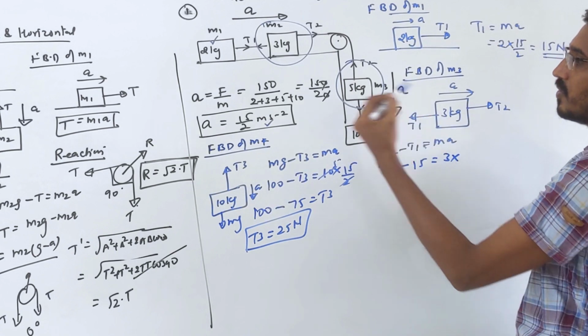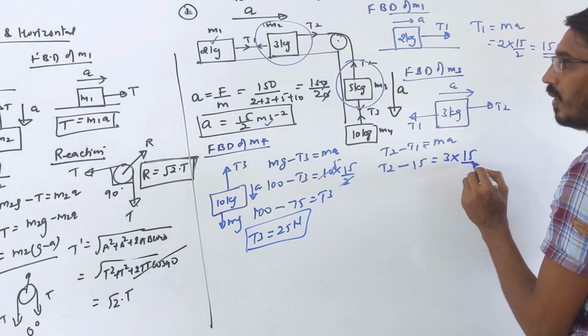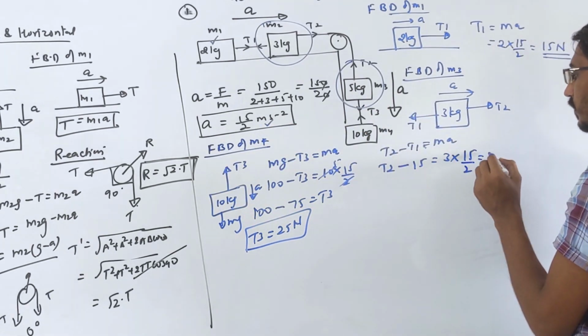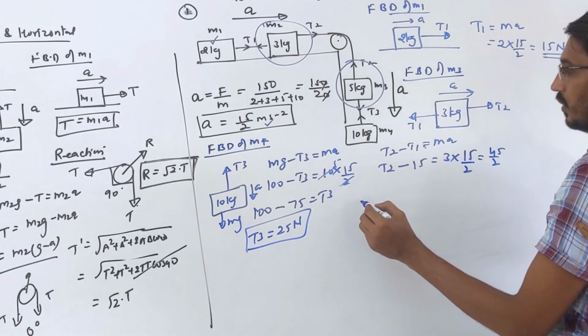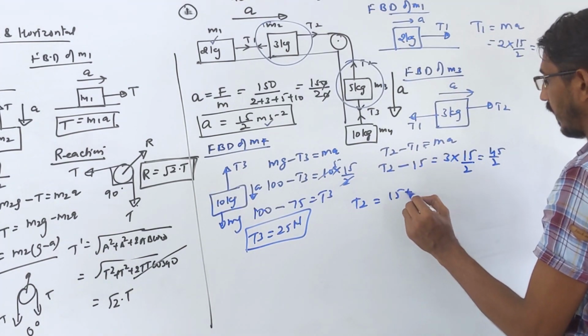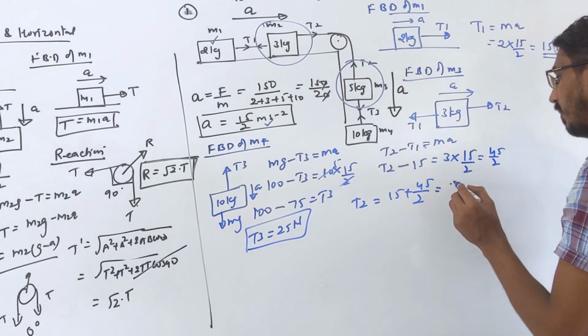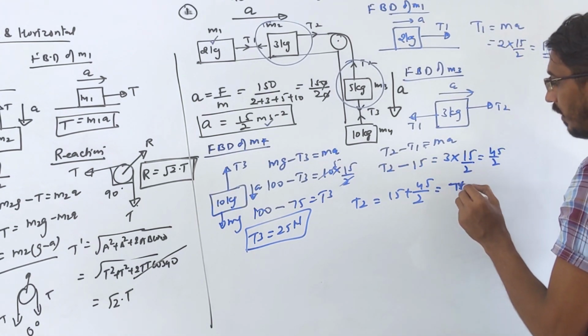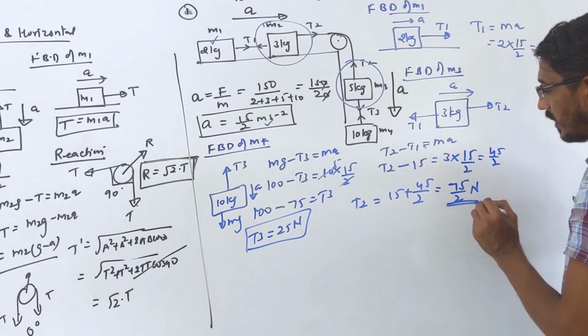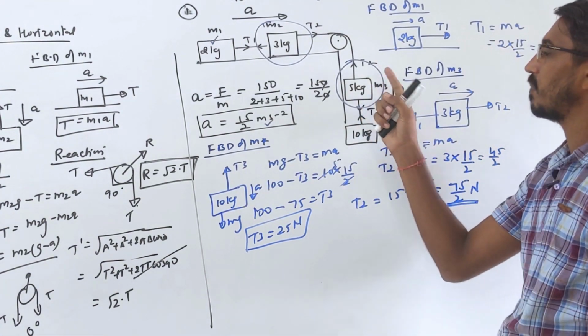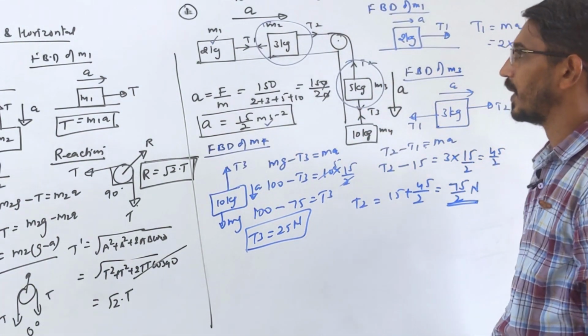3 into acceleration we have found what? 15 by 2. So 45 by 2. So T2 is nothing but 15 plus 45 by 2. This becomes 30 by 2, and 30 plus 45 means what? 75 by 2 Newton. Same answer you will get if you write FBD of this block. You try this, okay, and check it.